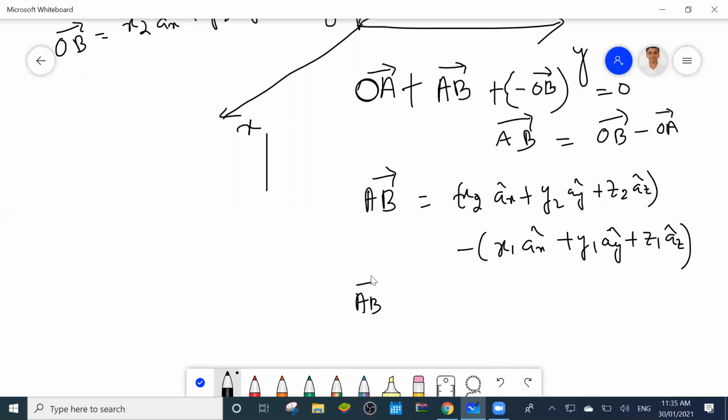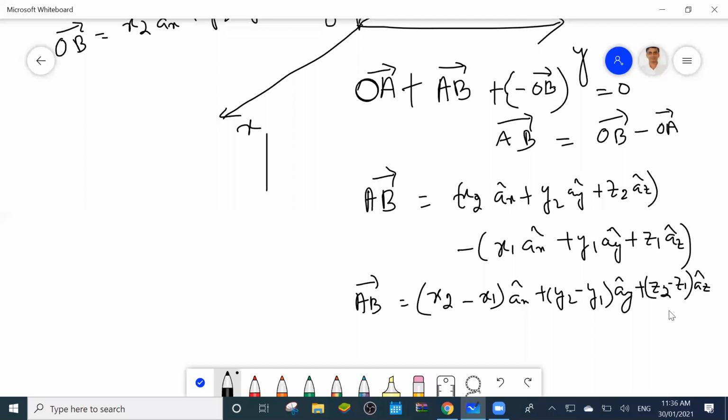So the AB vector equals x2 minus x1 x cap plus y2 minus y1 ay cap plus z2 minus z1 az cap. So is this clear or not? Yes or no? Yes, sir.